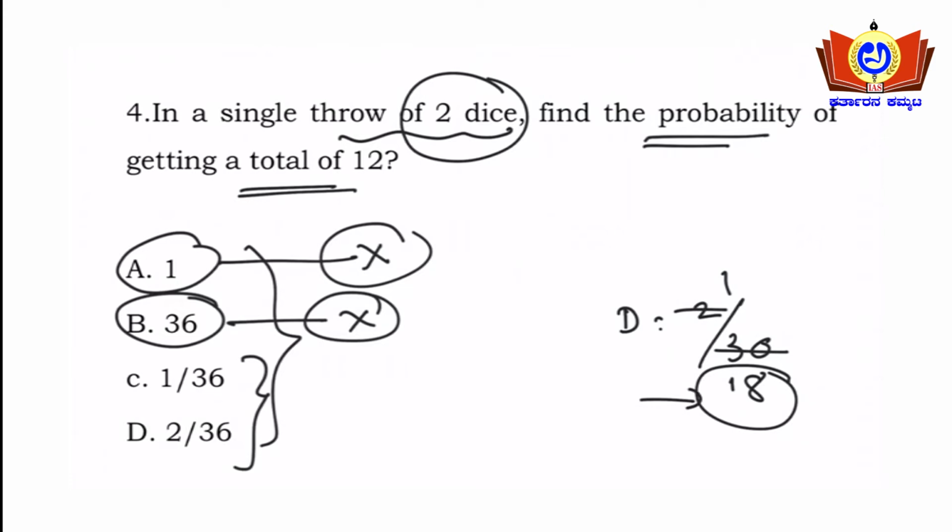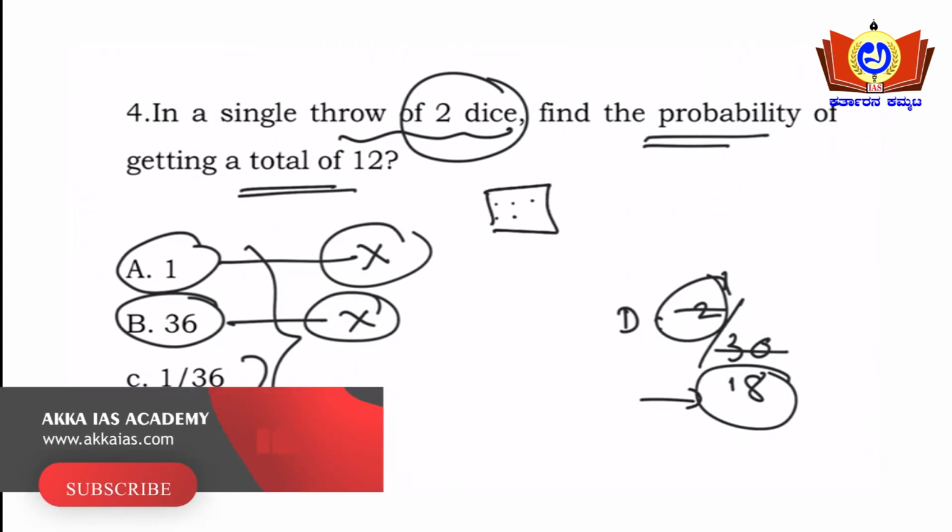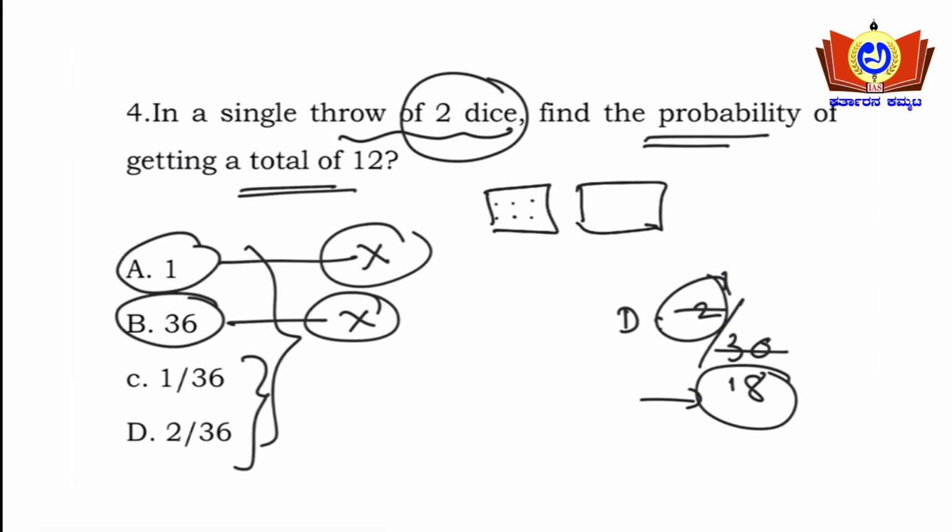Okay, and what is this 2? Actually, in a single throw of 2 dice, find the probability of getting a total of 12. Okay, so you need to get 12. How will you be getting 12? See here, you need to get 12 from two different dice. It means in one dice it should be showing 6, and in the other dice also it should be showing 6.